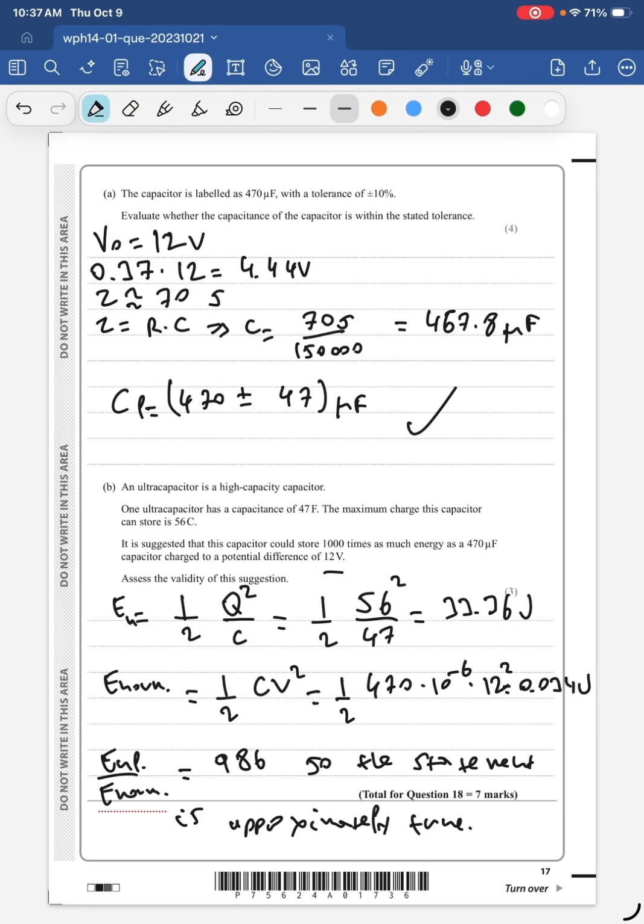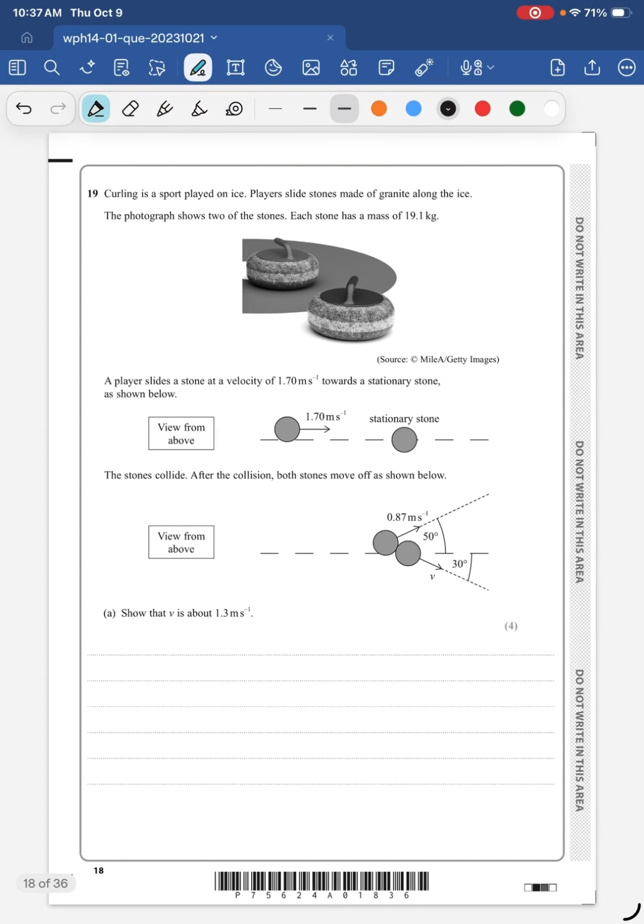Now, let's move to the next question, which is, from the looks of it, a momentum conservation problem, okay? So let's see. Curling is a sport played on ice, and Canada, from what I know, is one of the best countries in the world in this sport, which kind of makes sense because it's far north, it's cold, and so on. So, players slide stones made of granite along the ice. The photograph shows 2 of the stones. Each stone has a mass of 19.1 kilograms.